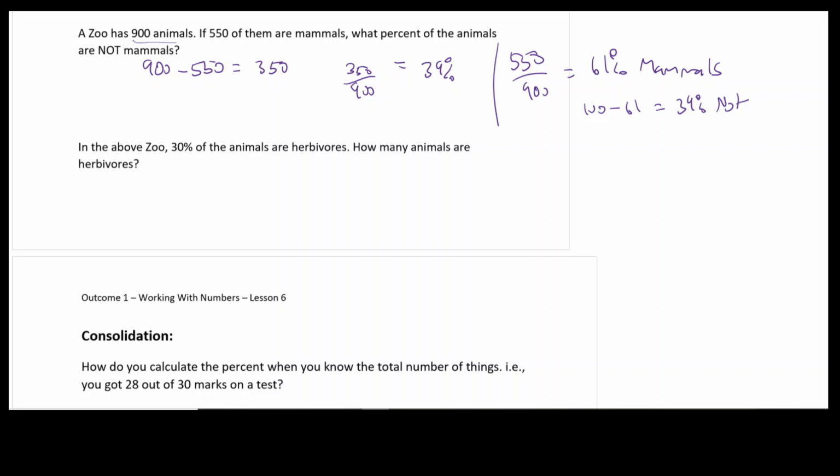So this is really saying, what's 30% of 900? The way to go about that, you do 30 divided by 100 and then times by 900. So 30 divided by 100 is 0.30. That's the decimal version of that percent. And then you take that decimal version, you times by the total, and you get 270 herbivores.